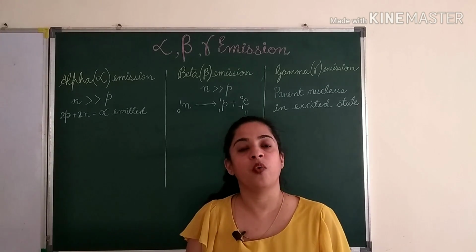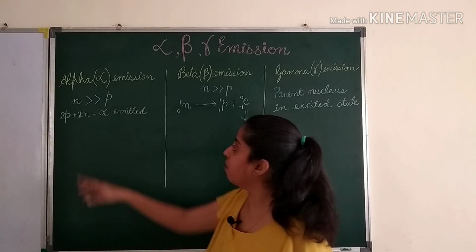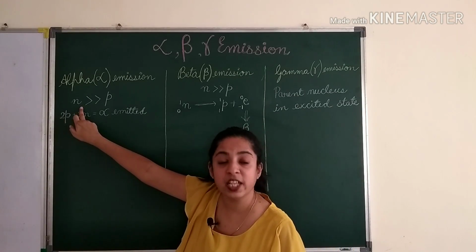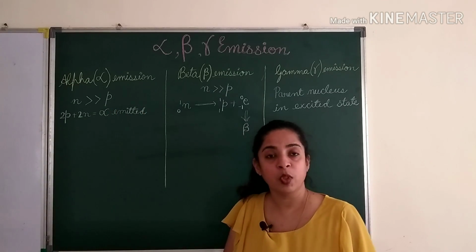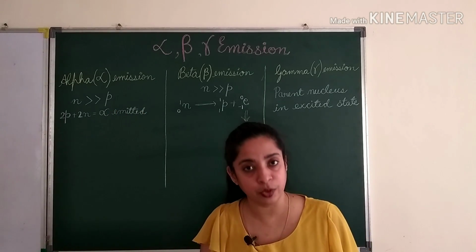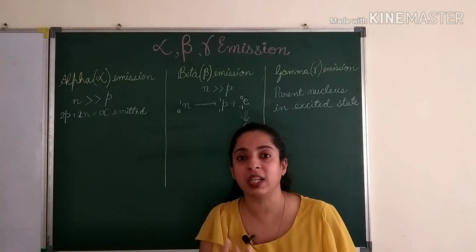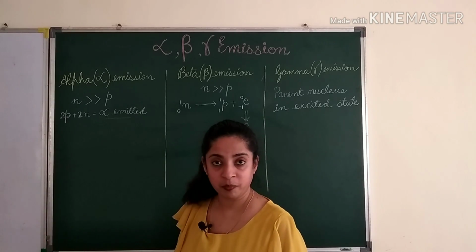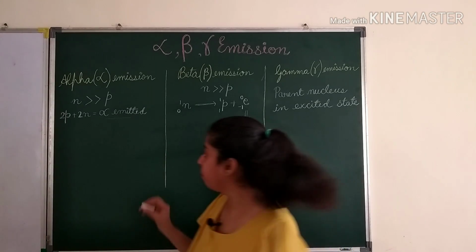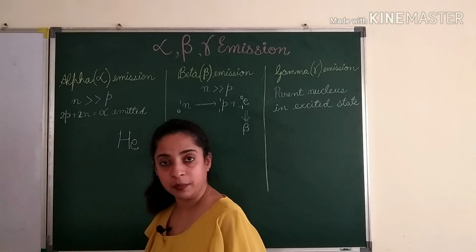Now children, whenever the nucleus is unstable, or we can say whenever the number of neutrons is far more than the number of protons, at that time 2 protons and 2 neutrons that are tightly bound together in the form of a particle is emitted, and that particle is alpha particle. Now children, you should remember that alpha particle is helium atom.